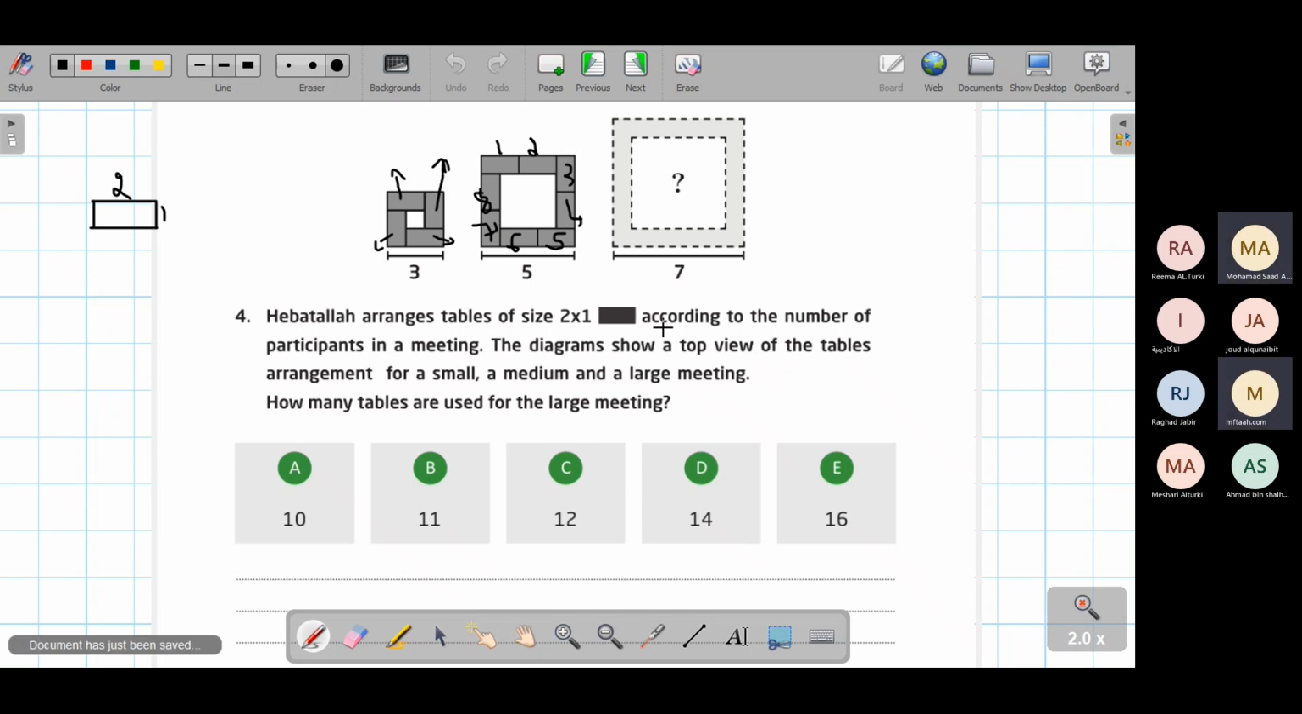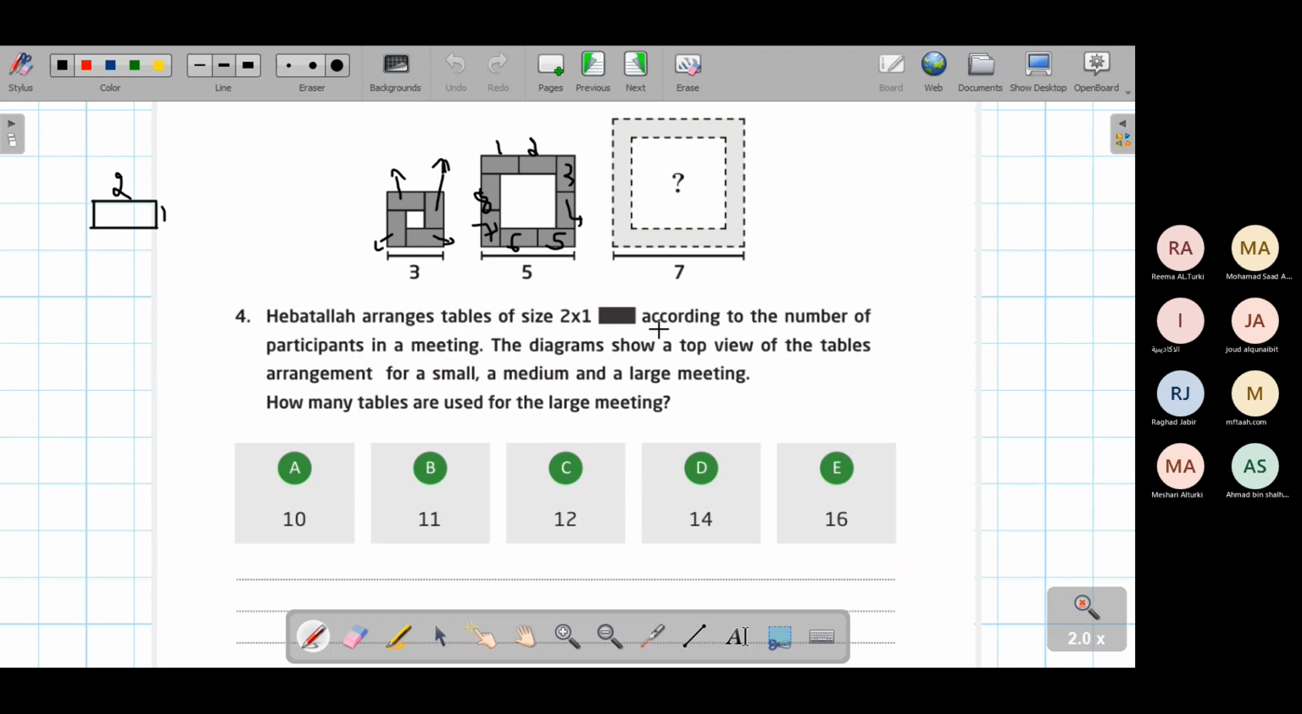Does anyone have any answer? Any explanation of how many triangles or how many rectangles should I use for the large meeting? Hello, Mr. Can you hear me? Yes, Ahmed, I can hear you. Mr. I think it's 12. Why? It's not about giving me directly the answer without any explanation. You need to explain. It's always about why. Yalla, Ahmed.